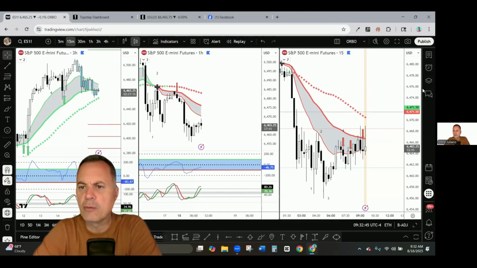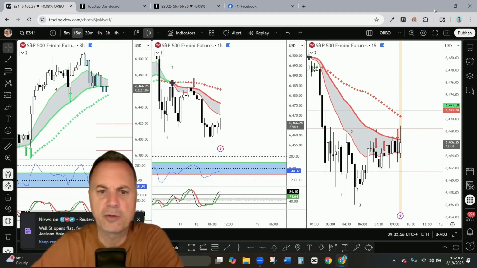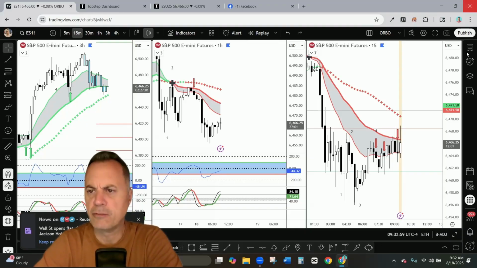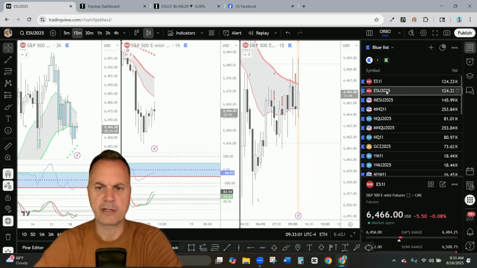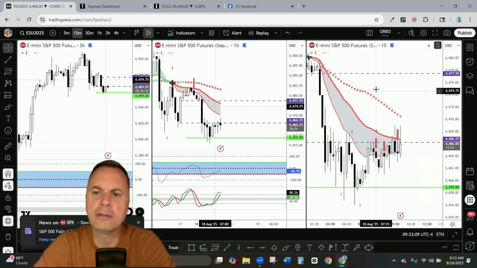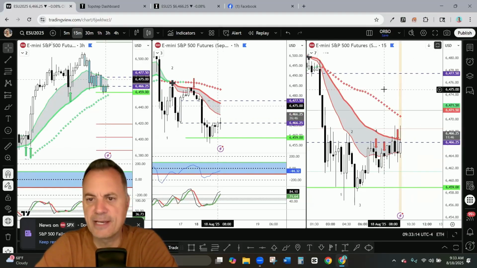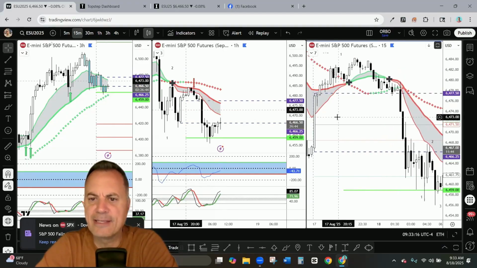Okay, let's see what's going on here. Still focused on the S&P, guys. Let me get over to the full contract here. There we go. And you can see we're returning into Sunday's opening range, right? This is what we were expecting to happen on Sunday. And that didn't happen, right?